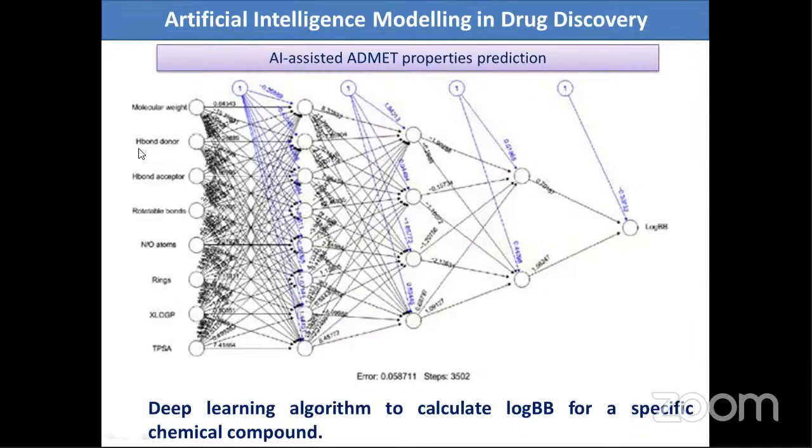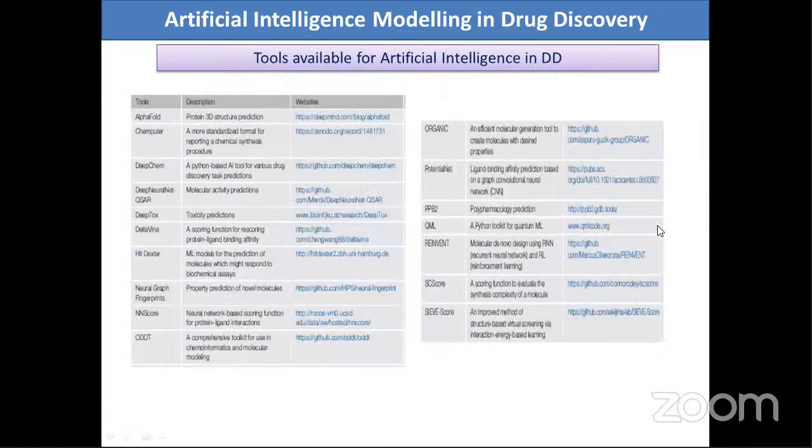This is an example. You can easily see the deep learning. There are a number of parameters which we are fixing: molecular weight, H donor, H acceptor, rotatable bond, nitrogen atom, ring, and the TPSA. We implement all of these, and according to the neural network, they interact with each neural part, and that interaction will finally result in the value of log BB. So this processing itself, by its learning, evaluates the log BB value.